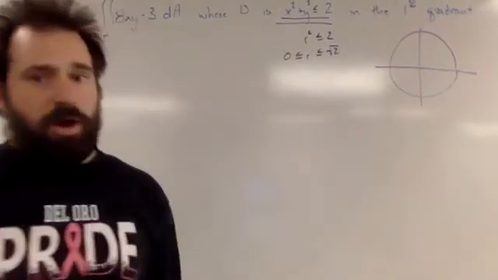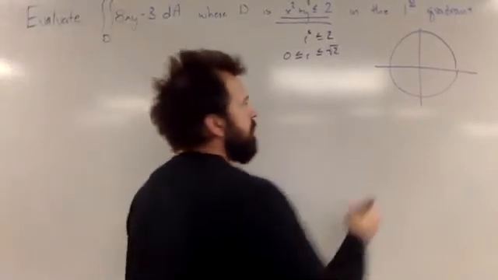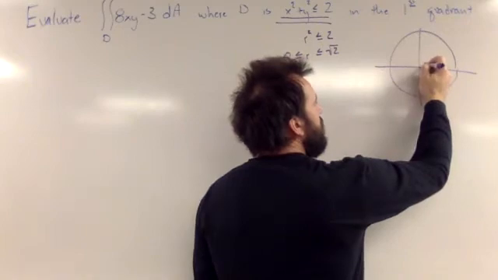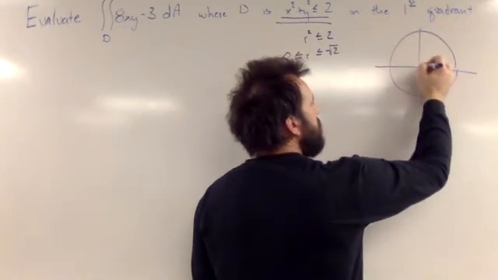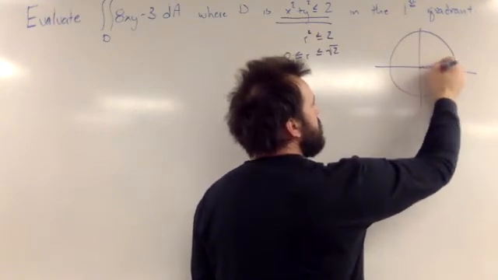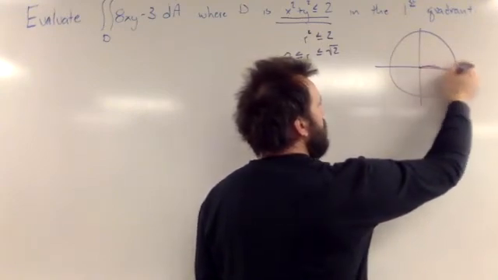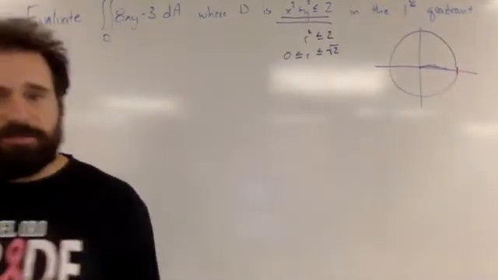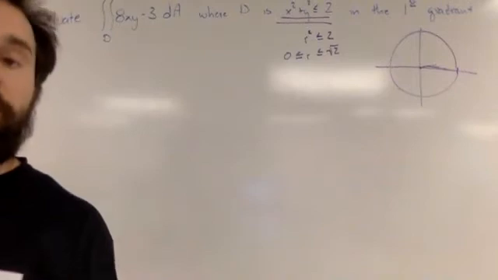The reason why I'm taking r from 0 to square root of 2 is my radius is measured from the origin. So as I go out a little bit, that's going to give me this circle of little radius, bigger radius, bigger radius, bigger, all the way out until I get to square root of 2.